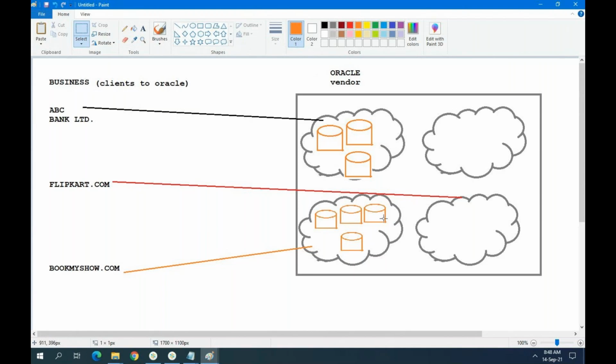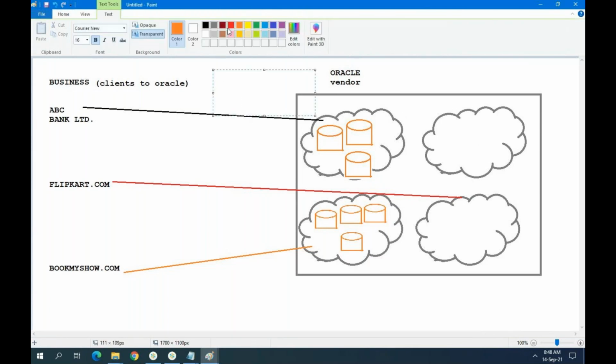This is a cloud database setup. Actually, three types of services are there here: IaaS, PaaS, and SaaS, that is infrastructure as a service, platform as a service, and software as a service. Three ways of providing these services. If you understand this, then you will understand what cloud is.